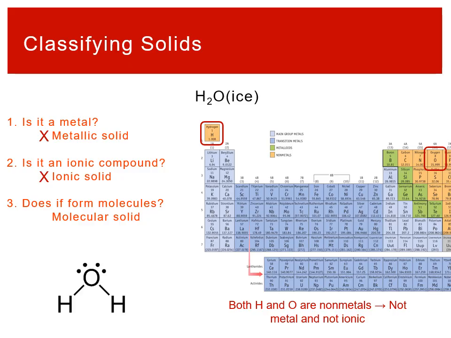This is the Lewis structure for water. My oxygen has 8 electrons, as I'd expect. The hydrogens have 2, as I'd expect. This is a stable molecule. This is a stable Lewis structure. So yeah, ice is a molecular solid. It's made of molecules of water.